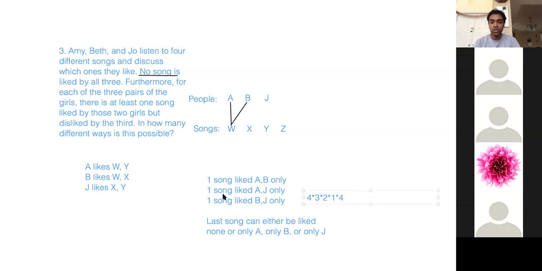So now I have these songs selected, right? I know which one of the songs is liked by A and B. One of the songs is liked by A and J. One of the songs is liked by B and J. Now this last song, I could say it's liked by none of them, or only A, only B, or only J. In this case, we had W, X, and Y placed, right? So there's 4 ways of saying what to do with Z. Either I don't put Z at all, or I could put Z here, here, or here. Does that make sense? Yeah.